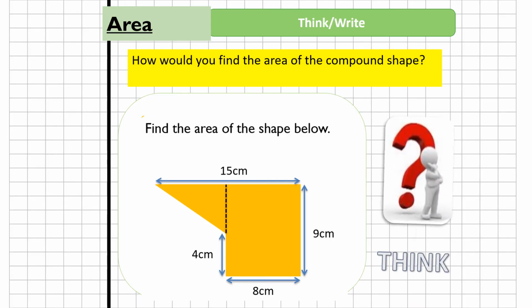Now, here's a think right task for you to do. This is now moving on to the second objective of the lesson. How would you find the area of this compound shape? There is a hint on the diagram. Think about this.